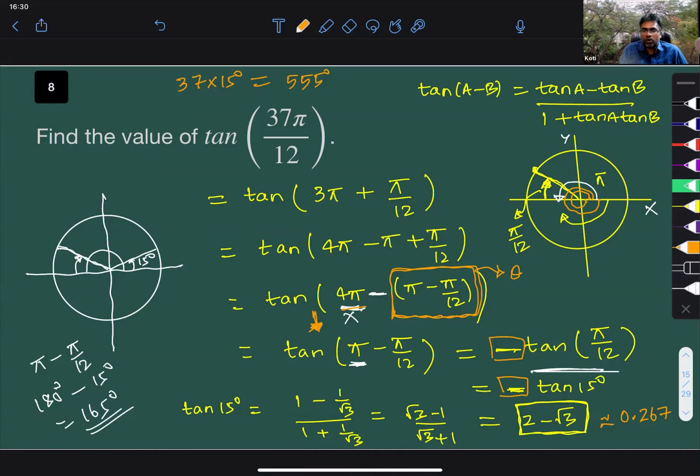So where did we go wrong? Can you spot where we went wrong? Guys, are you with me? Yes, sir. So where did we go wrong?